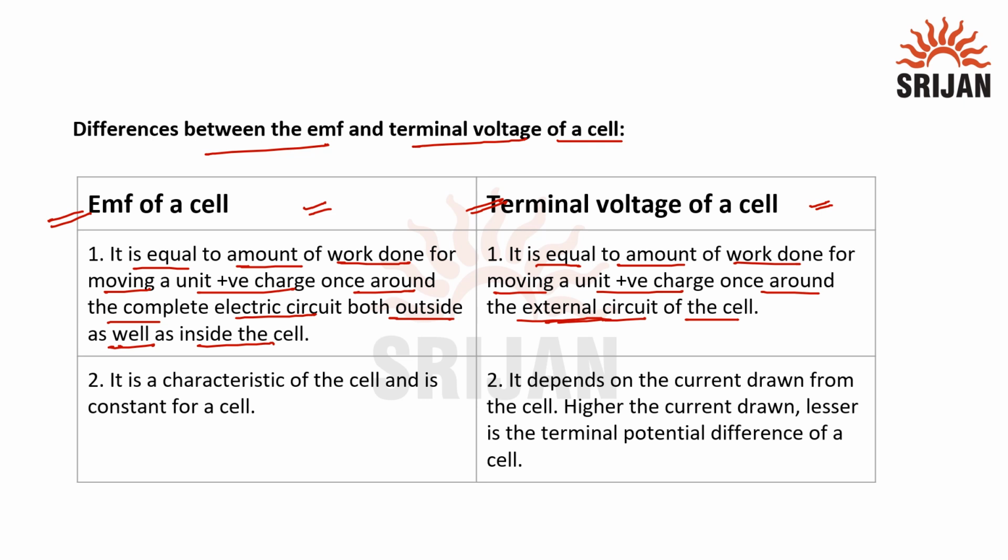EMF of a cell is a characteristic of the cell and is constant for a cell, whereas terminal voltage of a cell depends on the current drawn from the cell, that is, higher the current drawn, lesser is the terminal potential difference of the cell.